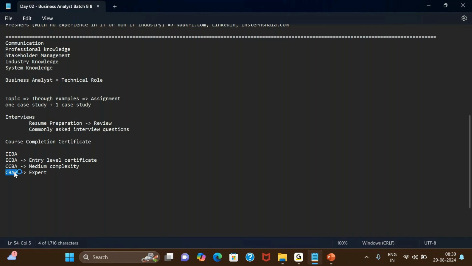Now, is it needed for us to appear for any of the certifications to apply for any jobs? At least in the business analyst domain, as of now, not many companies are looking for certifications when applying. There will be a few companies here and there that ask for certifications, but not many will ask for certifications when applying for a job as a business analyst. So usually what I recommend is not to appear for any certifications as soon as you complete the course.